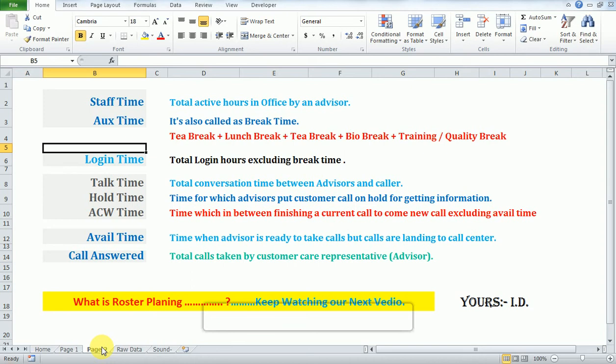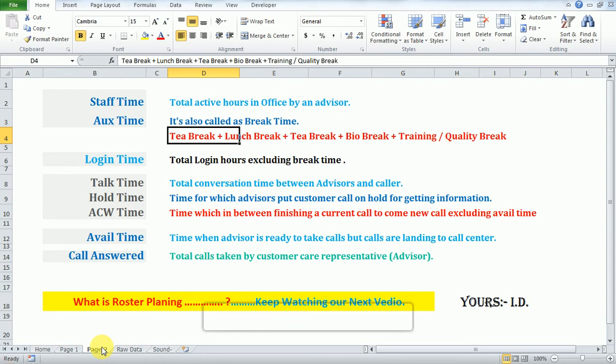So if you talk about your break timing in office properly, it would be 1 hour. If you are spending 9 hours in office, then 8 hours you have to be in productive login, and 1 hour would be calculated as your break timing. Some more breaks are there, like bio break, once you are going to the toilet or whatever. There are some more breaks like training aux and quality aux.